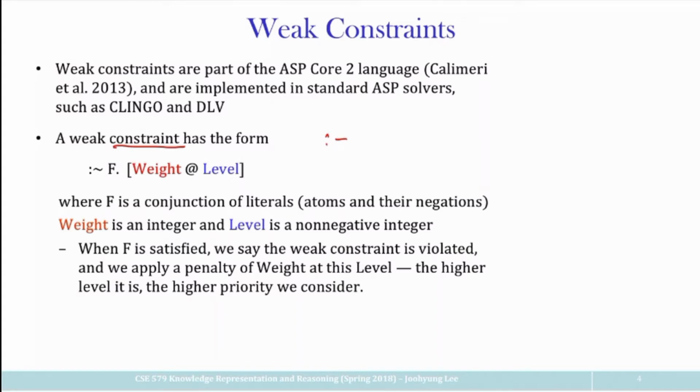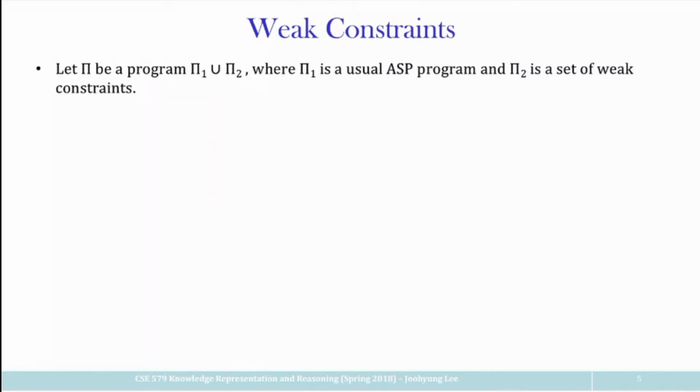Suppose there are two different stable models, one that violates level 1 and the other that violates level 2. Then you prefer the one that doesn't violate level 2, so you prefer the level 1 one. And inside the same level, the weight will determine. So we'll actually look at the formal semantics.